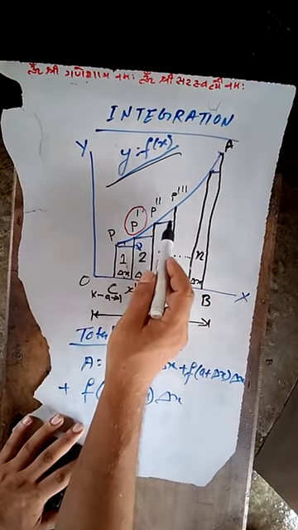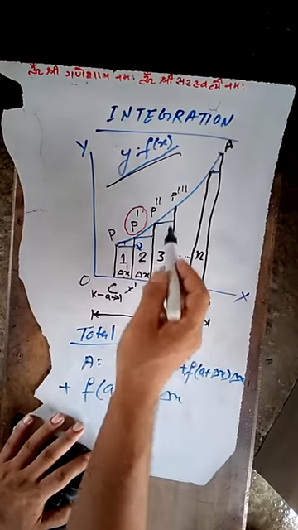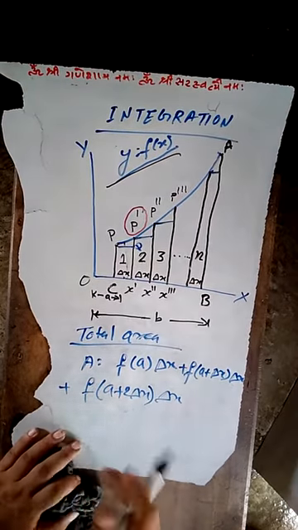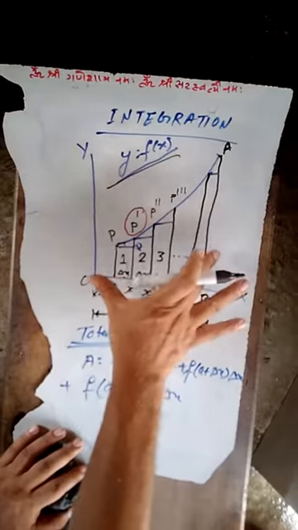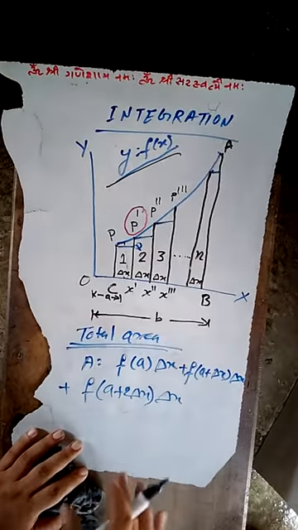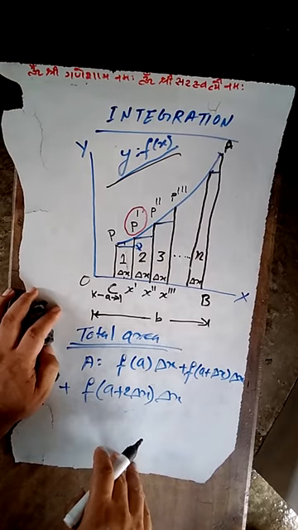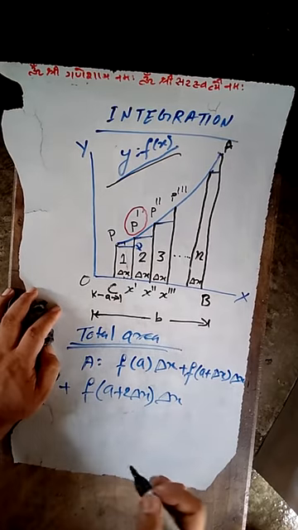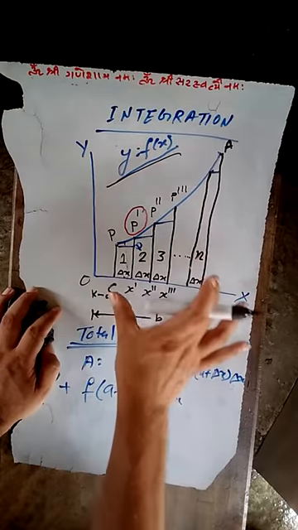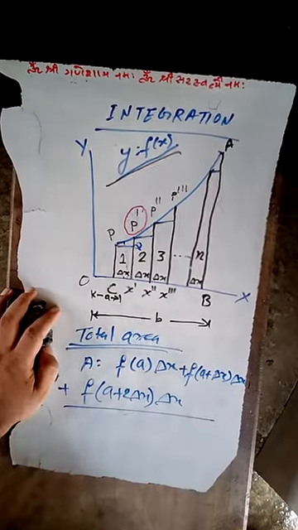The triangular shape remains left. This is not included in this. So it is not actually the exact area. It is not the exact area. It is approximately equal to this value, not equivalent, but not exactly.